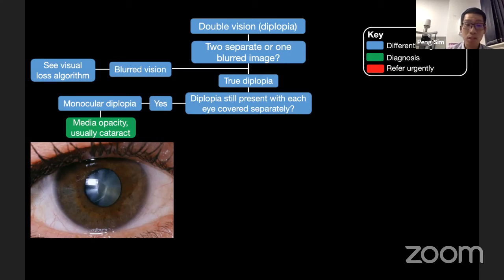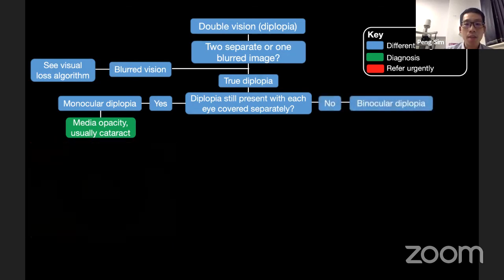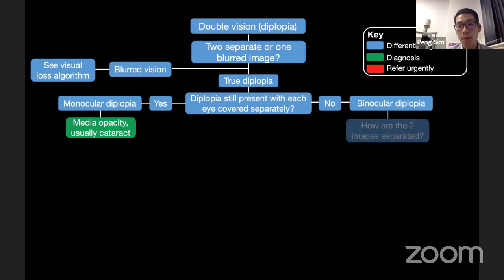So if the patient tells you that they can see double vision even with one eye closed, there is almost certainly nothing serious. But if the patient tells you that with one eye shut they don't see double vision, then that is binocular diplopia, where they get double vision only when both eyes are open. Then you want to know how the two images are separated.